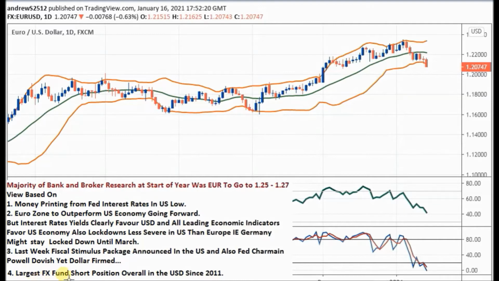Point number 4, important, largest FX fund short position overall in the USD since 2011. If you go back and look at 2011, what happened? The US dollar went on a 30% rally overall. There's too many speculators short. I'm not saying it's going to go up 30%, but you're due for the dollar to go up. And it's got more upside in case of this pair. So obviously the euro's got more downside.